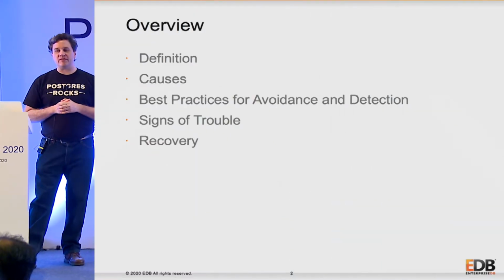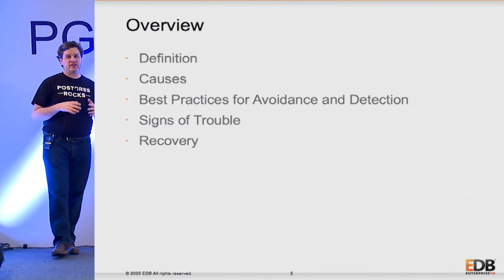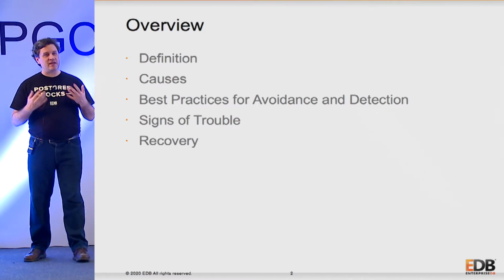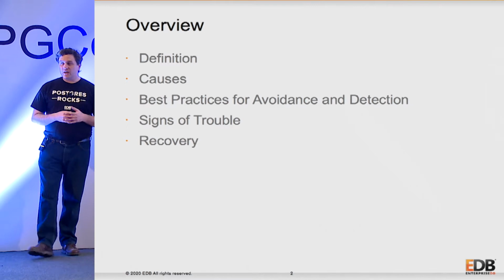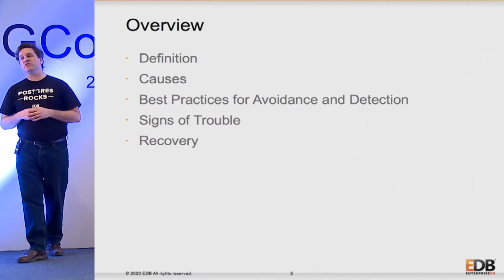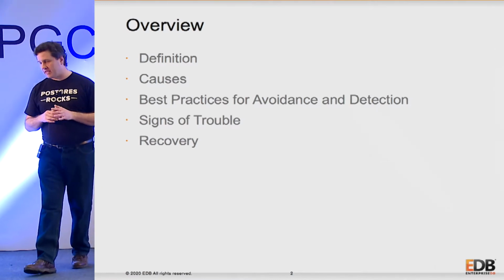So I'm going to start by giving a little bit of a definition of corruption. It may seem kind of obvious, but I feel like it's easier to have a conversation about any topic if we're all sure that we know exactly what it is that we're actually talking about. I'm going to give a quick overview also of the three main causes of corruption, just very broadly speaking.